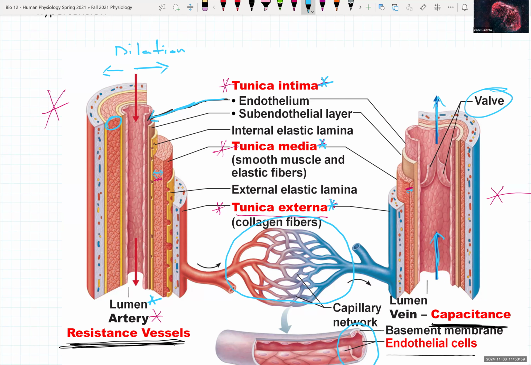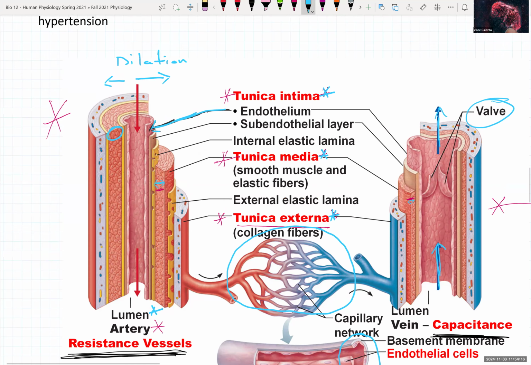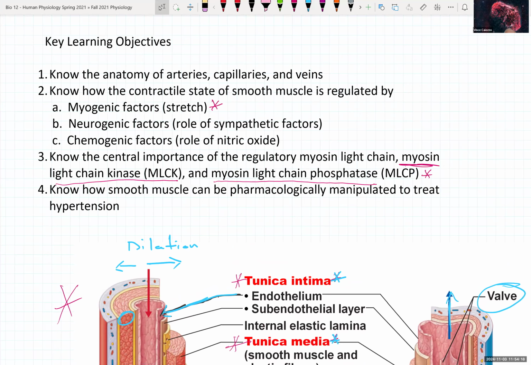So this is just meant to give you an overview of where smooth muscle cells play a key role in regulating the diameters of arteries and veins. And from here now, what I want to do is begin to address the second learning objective, which is how is it that the contractile state in smooth muscle is regulated?